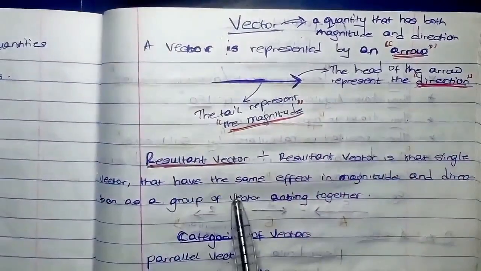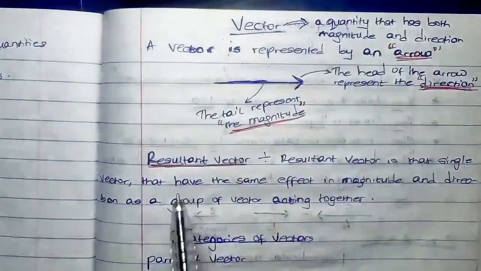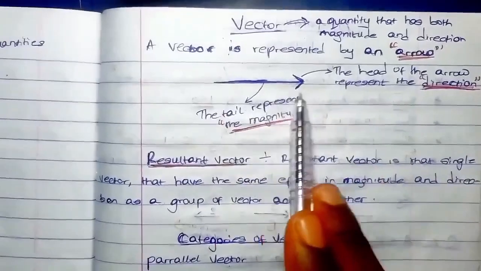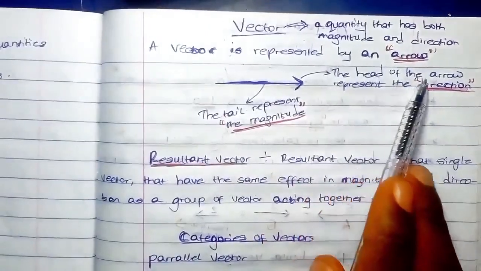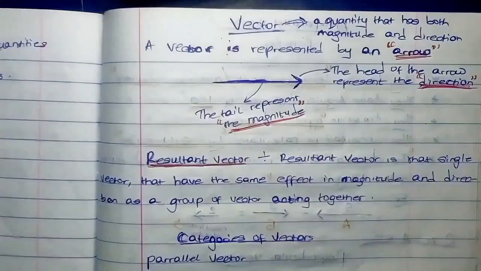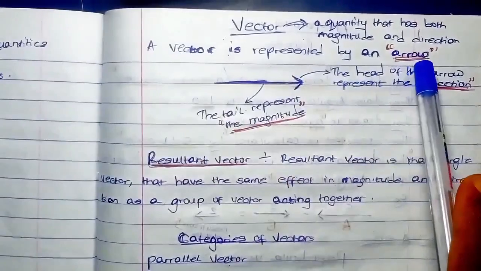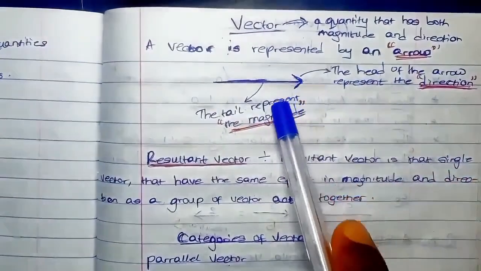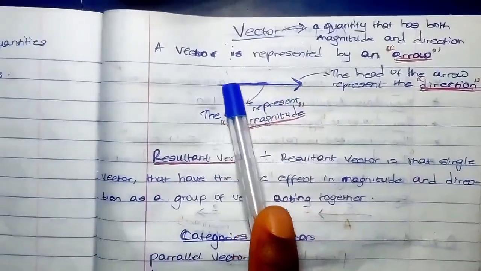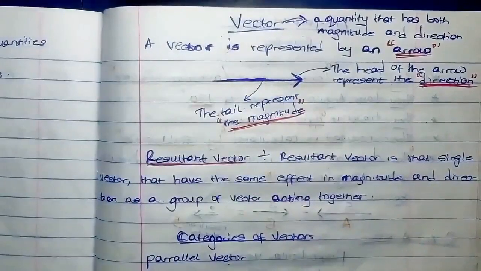Now let's dive deeper. A vector is represented by what? An arrow. Now, if you look at the arrow, the head of the arrow represents the direction of the vector. Remember, a vector is represented by an arrow, where the head of the arrow represents the direction of the vector, and the length of the tail represents the magnitude of the vector.